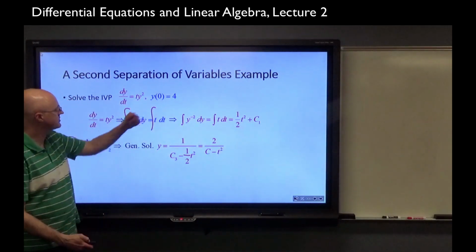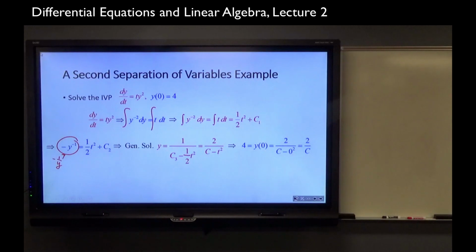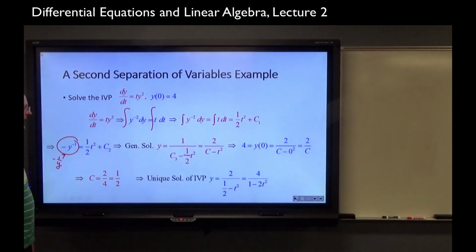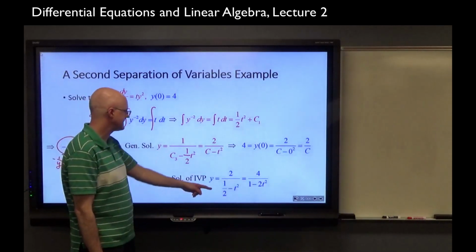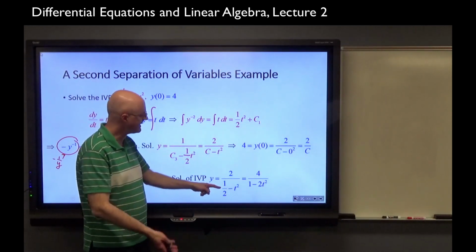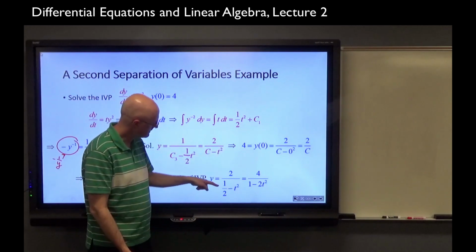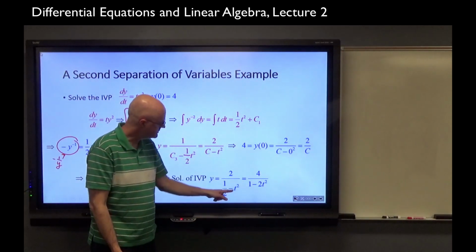What about the initial condition, y of 0 equals 4? We've got to solve for c. Plug in t equals 0 and y equals 4. Get 4 equals 2 over c, which means c is 2/4 or 1/2. And the unique solution is this, where I plug in c equals 1/2 right there. And then that can be simplified yet a little further. Multiply the top and the bottom by 2. 2 times 2 is 4. 2 times 1/2 is 1. And then you get a minus 2 times t squared.